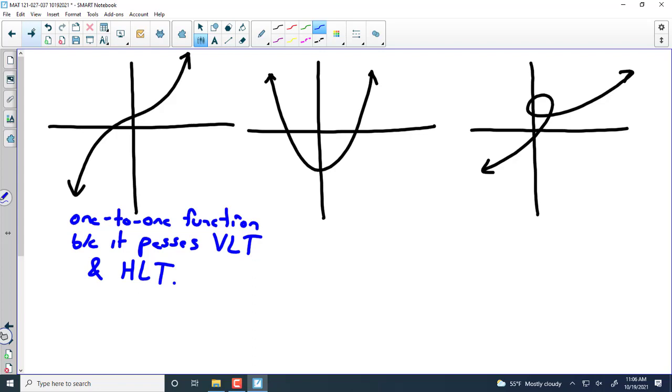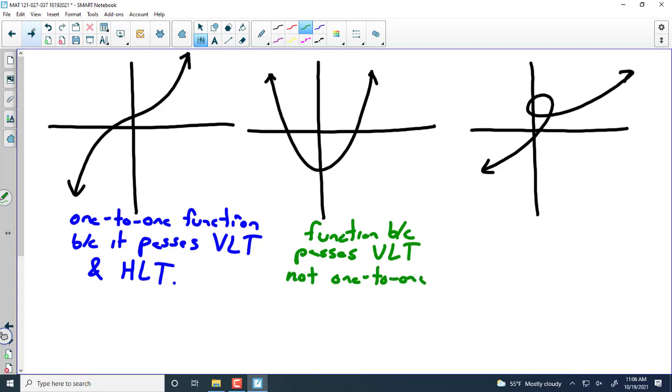How about this second one? Is that a function? Yes. Is it one-to-one? No. It is a function because it passes the vertical line test, but it's not one-to-one because it fails the horizontal line test. In other words, I can draw a horizontal line and hit it in more than one spot. So that's still a function. That's our friend the parabola, everyone. It's still a function. It's just not considered a one-to-one function.